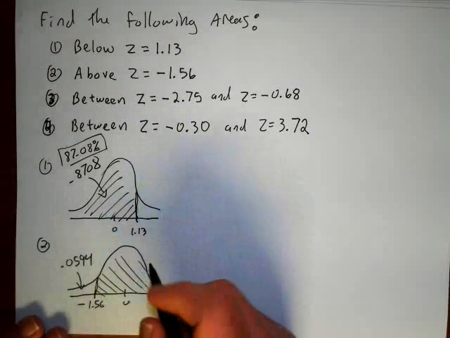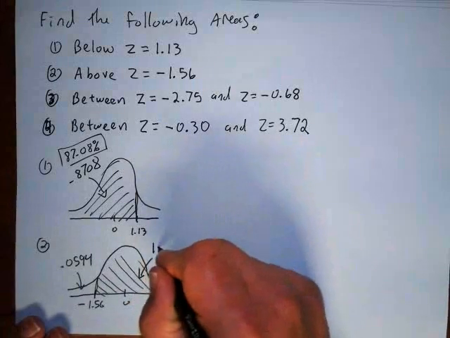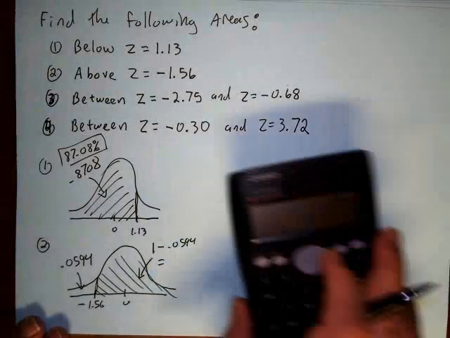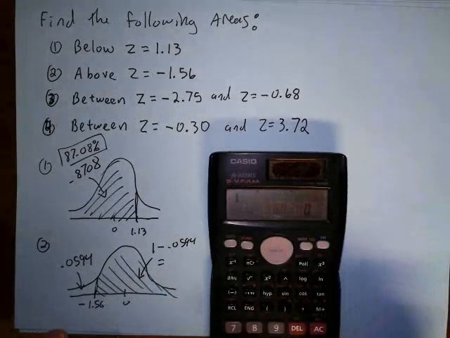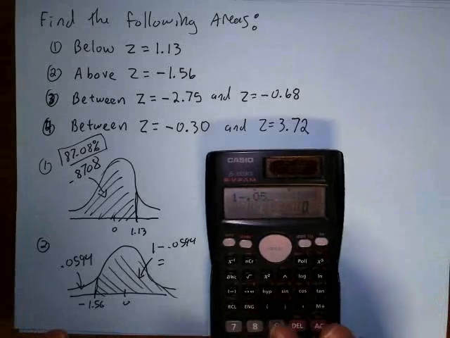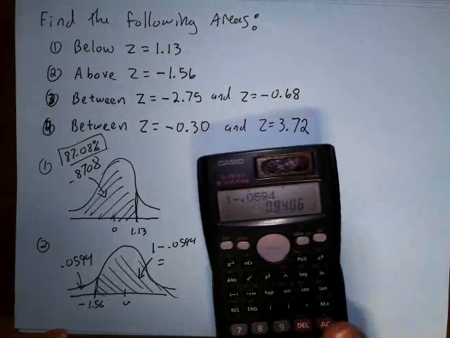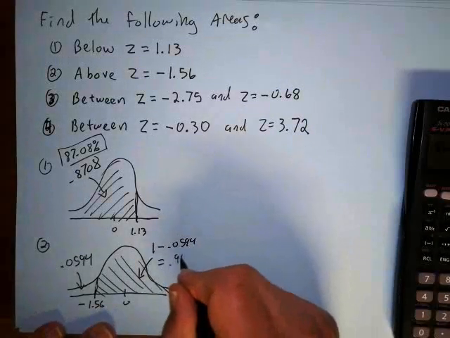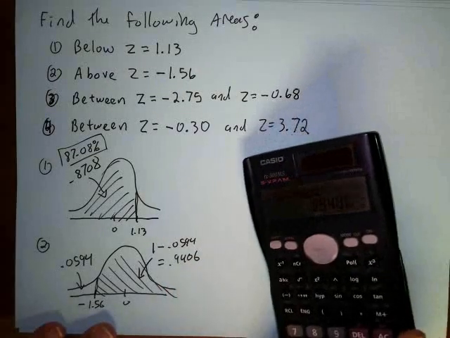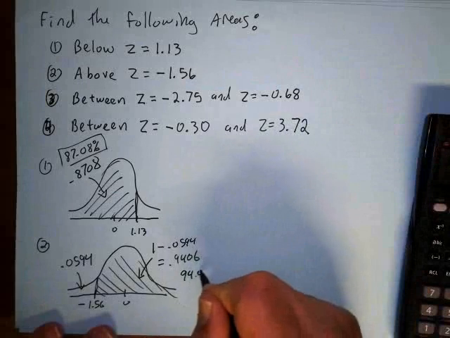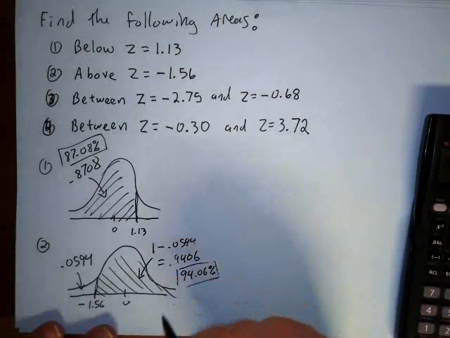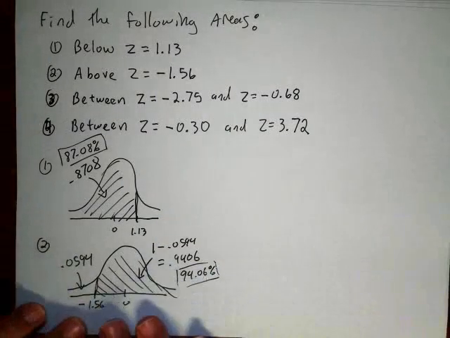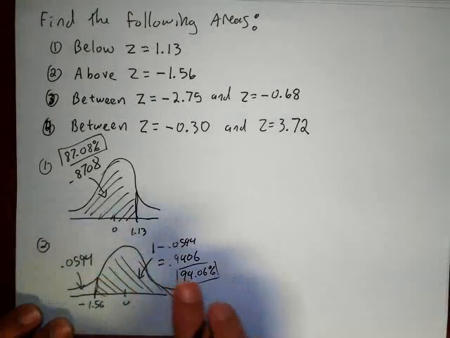Now, that's not the area I want. I want the area above, so I take 1 minus that. Whenever you want to find the area above, you subtract from 1. So 1 minus 0.0594, and I get 0.9406, and so that's my answer, 94.06% of the area. Okay, so that's for the area above. Whenever you want to find the area above, you look it up and subtract from 1.